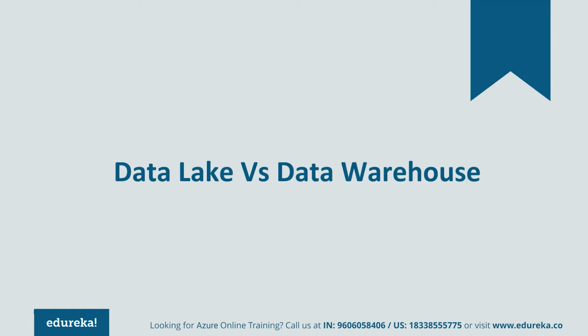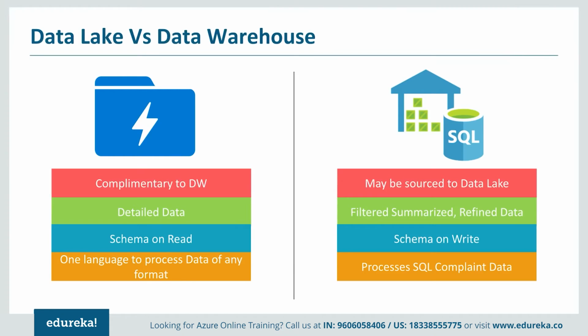This is a clear differentiation between these two things. First of all, you need to understand that your data lake is something that is complementary to a data warehouse. That means if you have your data in a data lake, that can be stored in a data warehouse as well, but there are certain rules that need to be followed. When you talk about your data warehouse, you can use your data lake to bring in data. But the main difference is that in a data lake, the data is detailed or raw data. That means it can be in any particular form. You just need to take the data and dump it into your data lake. That is not the case with your data warehouse. Here the data is filtered, summarized, refined.